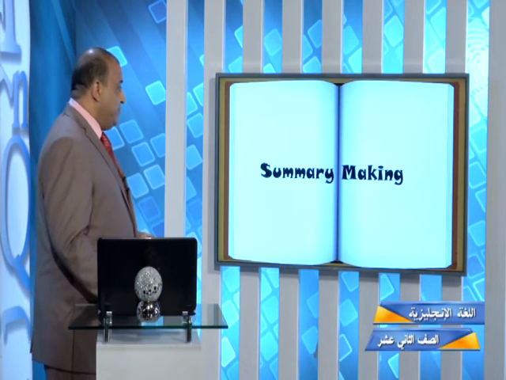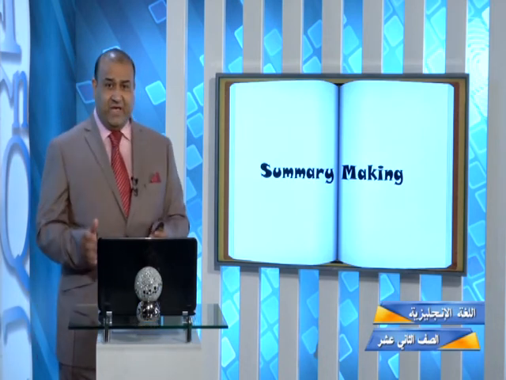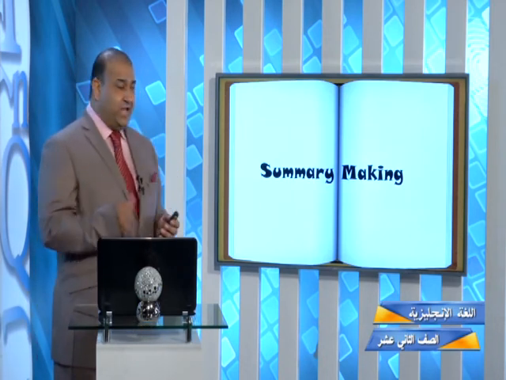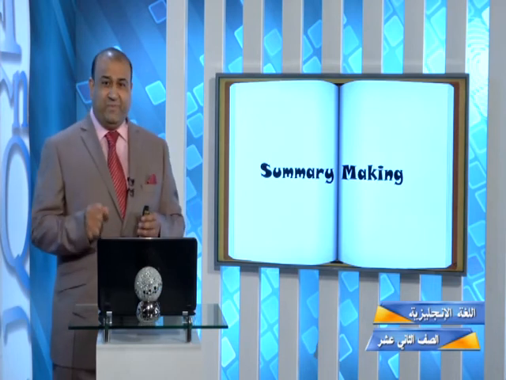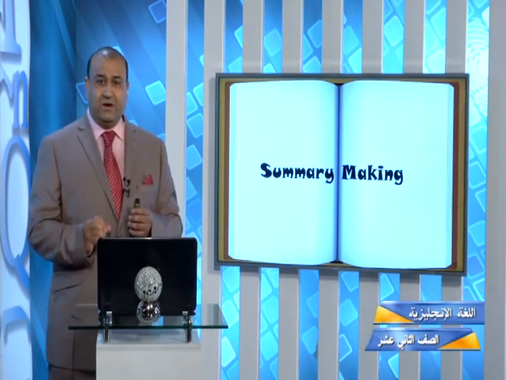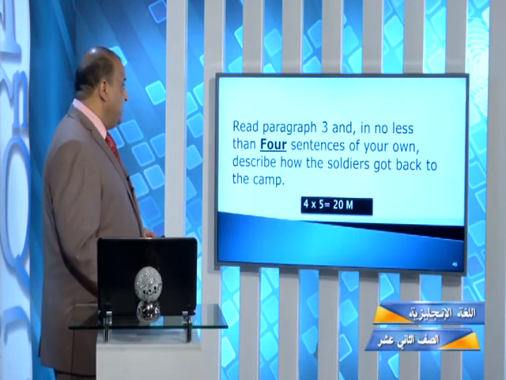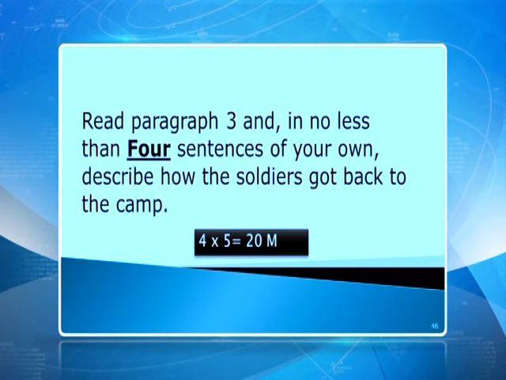Now let's move to summary making. Of course, the summary making is going to be taken from the reading comprehension. You will be asked to summarize one paragraph. For example, read paragraph 3 and in no less than 4 sentences of your own, describe how the soldiers got back to the camp. Of course, don't use the faulty way of choosing a sentence from the beginning of the paragraph, another from the middle, and 1 or 2 from the end of the paragraph.